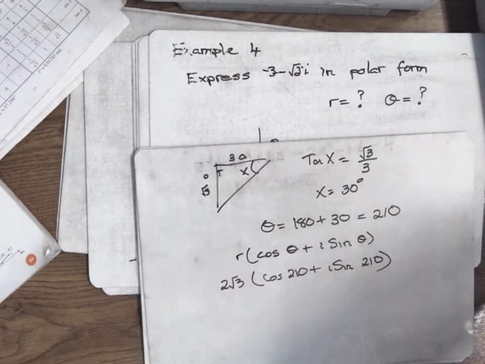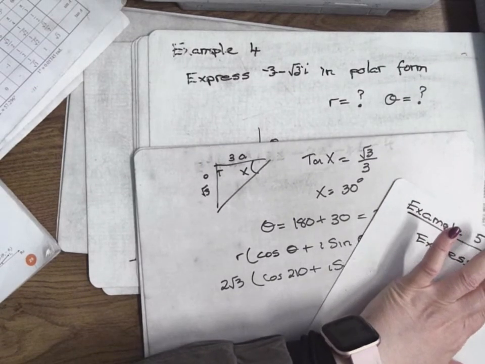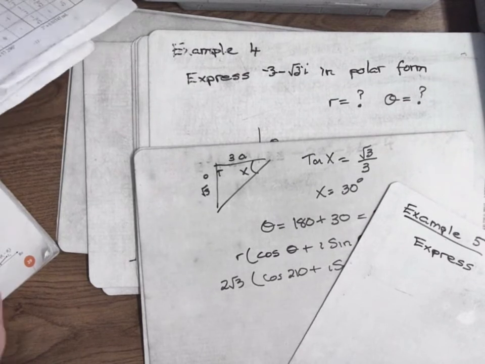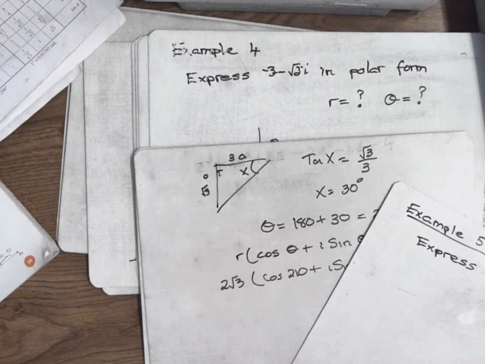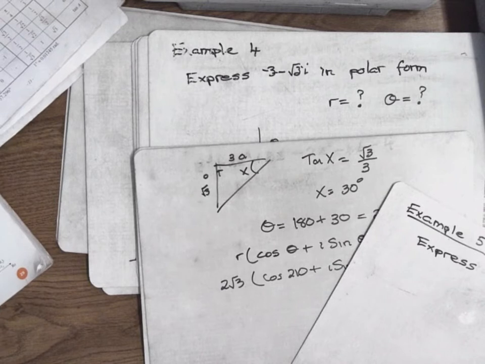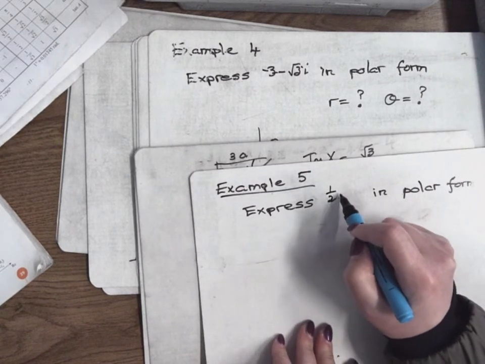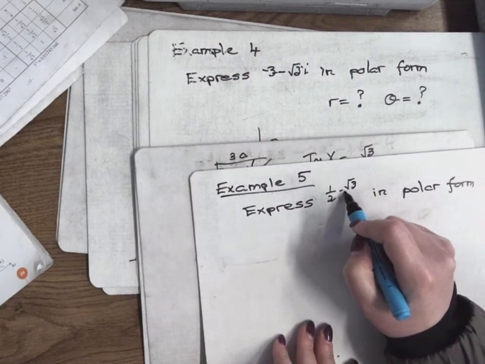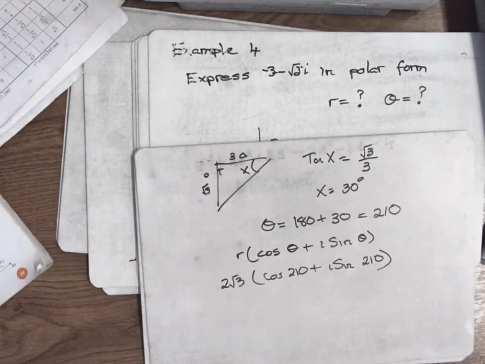One more. Again, it's too easy. I'm going to change it. I want to get one that's slightly different: a half minus √3 over 2 i. Sorry, were you all finished example 4? Does anyone need that? No one's speaking, so I'll take that as a no.